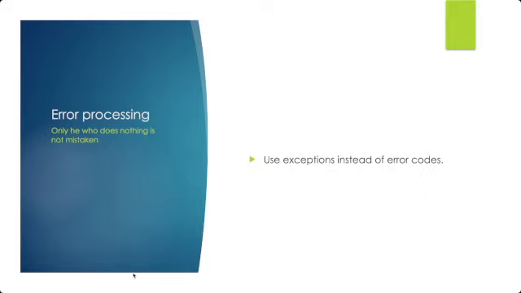In programming, we have two main ways to deal with errors. First of all, it's error codes, and the second, it's exceptions. And in books about refactoring and clean code, the authors recommend us to use exceptions instead of error codes, because error codes are easy to forget to check, and they can be unclear.